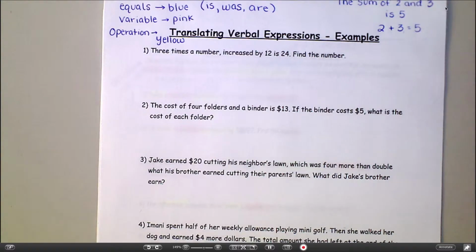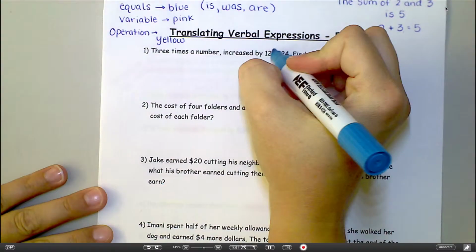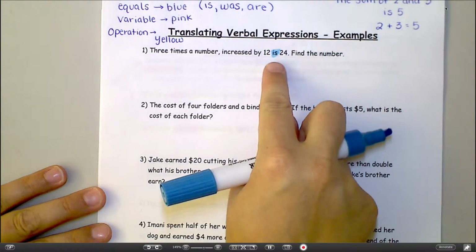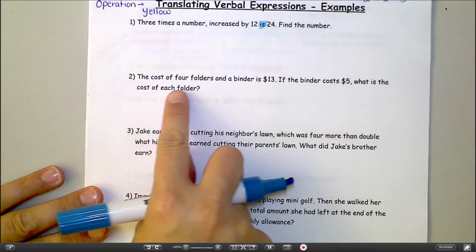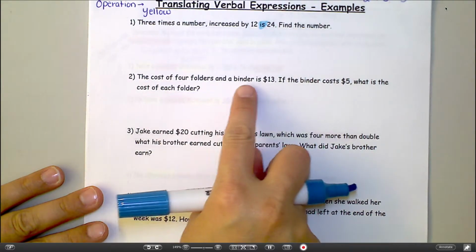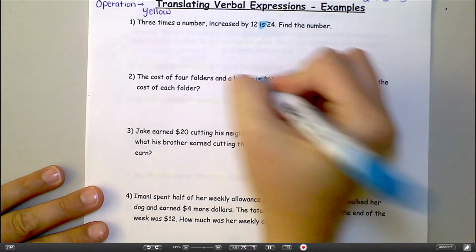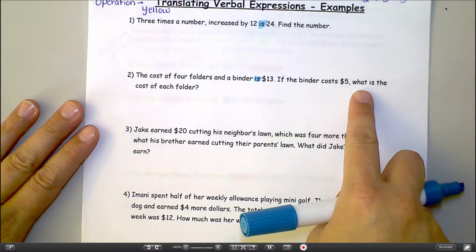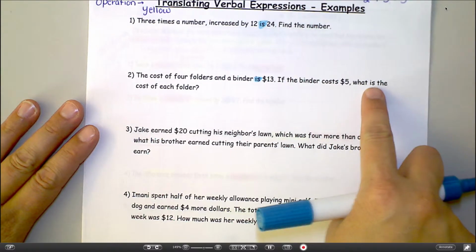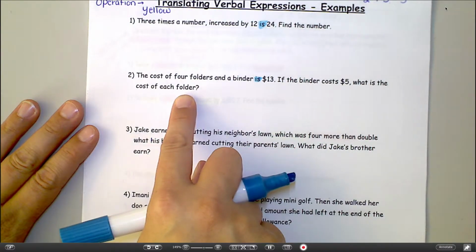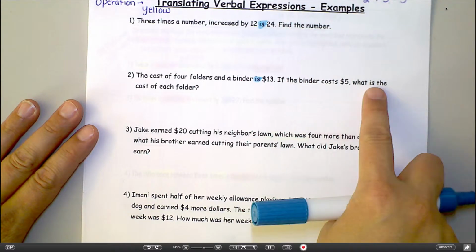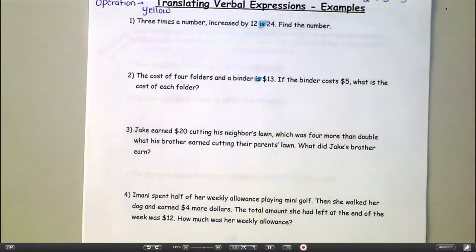So for the first one, 3 times the number increased by 12 is 24. There's my equal sign right there. Okay, when I go to write my equation, that's where my equal sign is going to end up. Number 2, the cost of 4 folders and a binder is $13. Okay. By the way, I would ignore, like here it says, what is the cost of each folder? That is sort of part of the question, what it's asking you to find. Technically, it's saying what price is equal to the cost of the folder, but that doesn't really set up your equation. So we'll come back to that, I'm sure, when we're writing equations.